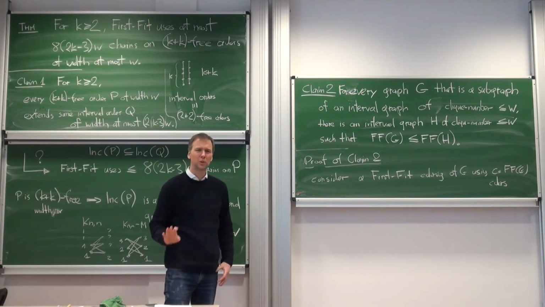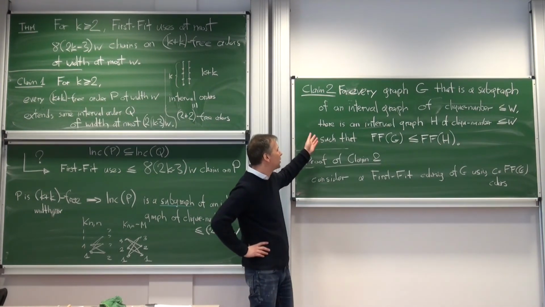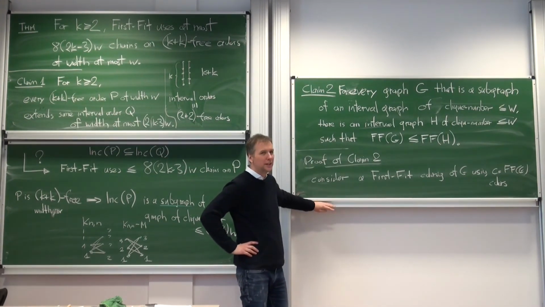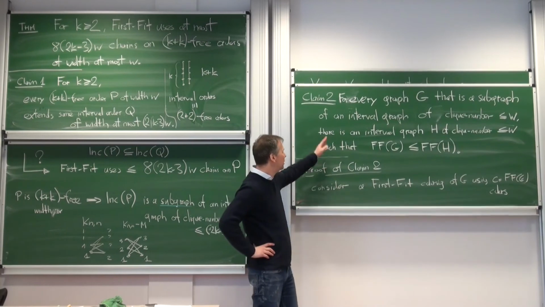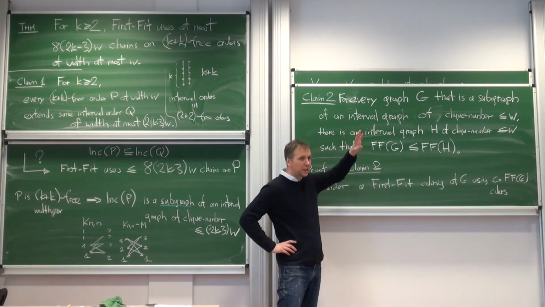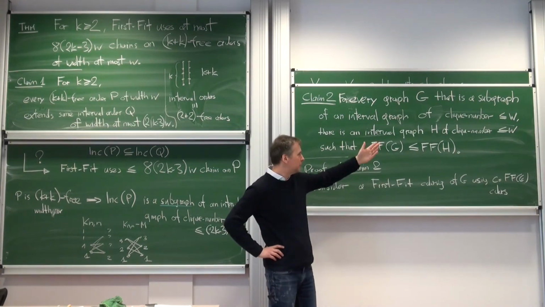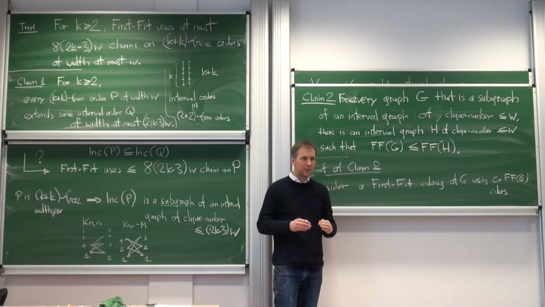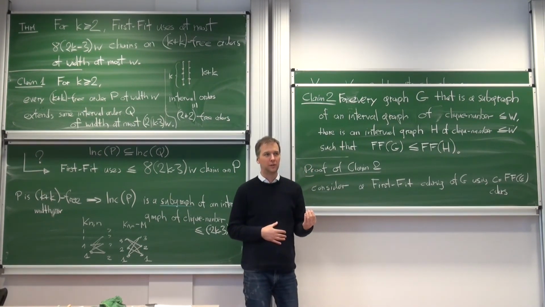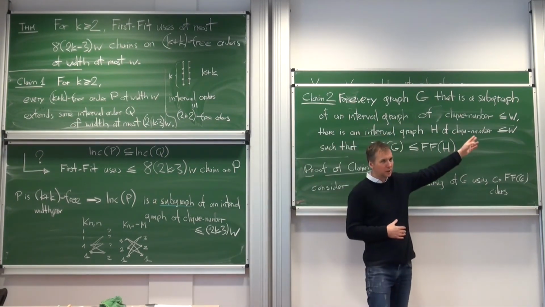Maybe not so direct one, but this one. For every graph G that is a subgraph of an interval graph, and that interval graph has a bound on the clique number, W, then for every such graph that is a subgraph, there exists an interval graph H with the same bound on the clique number.